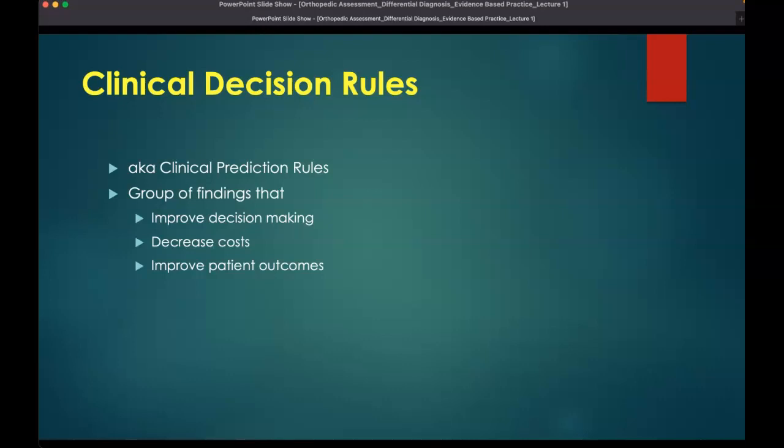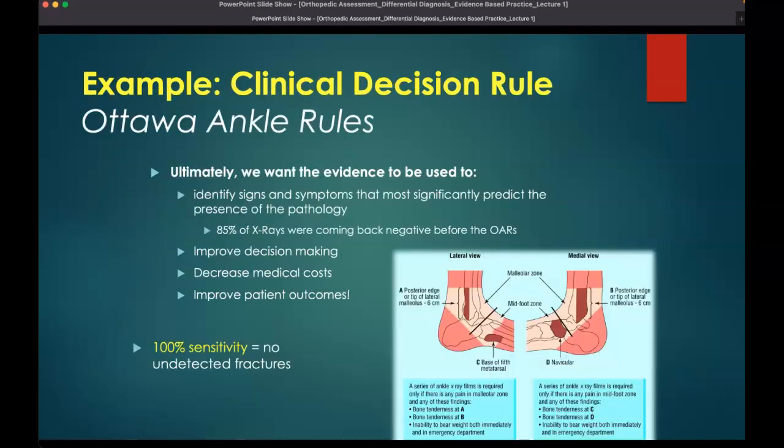But what we know about clinical decision rules is they are a group of findings that, when they come together, improve clinical decision making and decrease costs. For example, the Ottawa ankle rules reduce the number of patients coming into the ER for x-rays, and improve patient outcomes because those patients are getting treated quicker and faster in the healthcare setting.